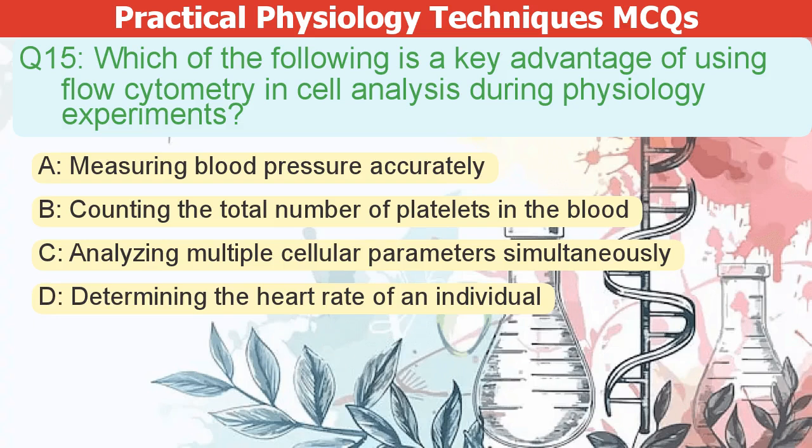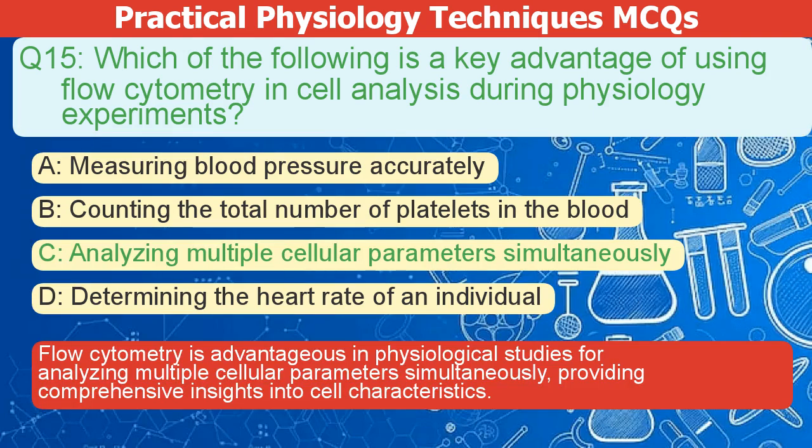Which of the following is a key advantage of using flow cytometry in cell analysis during physiology experiments? A. Measuring blood pressure accurately. B. Counting the total number of platelets in the blood. C. Analyzing multiple cellular parameters simultaneously. D. Determining the heart rate of an individual. The correct answer is C. Flow cytometry is advantageous in physiological studies for analyzing multiple cellular parameters simultaneously, providing comprehensive insights into cell characteristics.